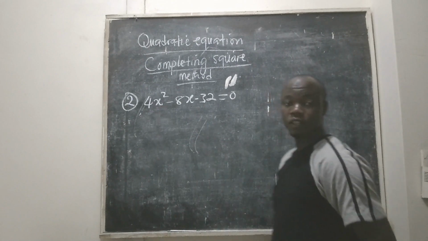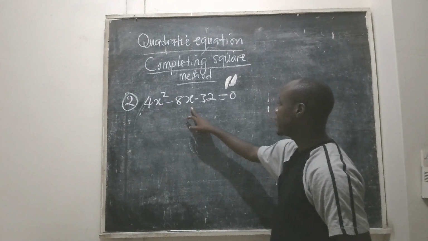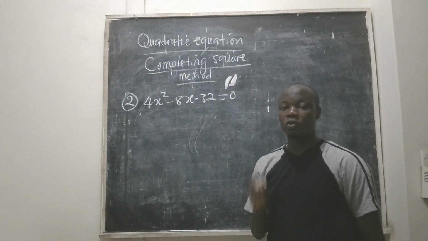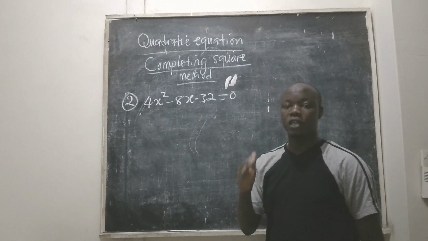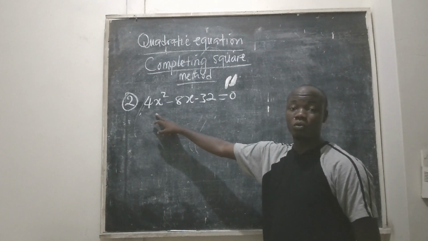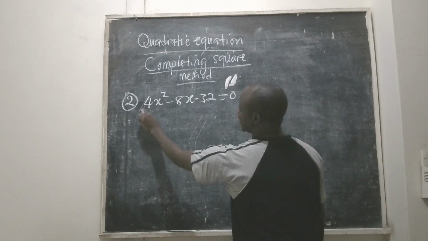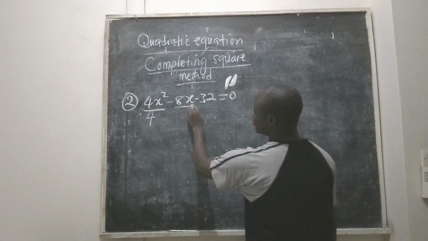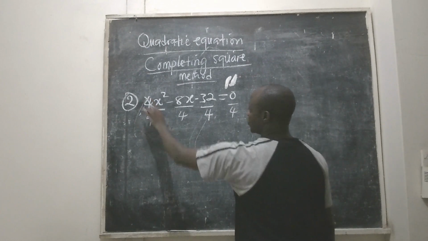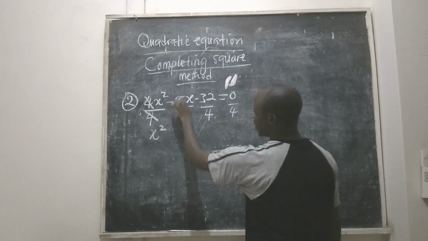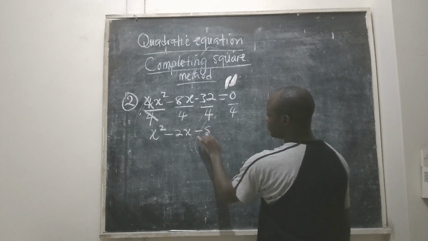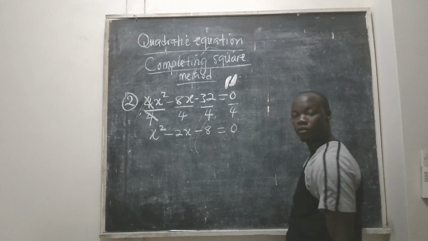So we have another example here. We have 4x squared minus 8x minus 32. In this case, the first thing that we are going to do is clear the coefficient of x squared. The coefficient of x squared in this equation is 4, so we have to clear it. We divide by 4. So we have x squared, minus 2x, and minus 8 is equal to 0.